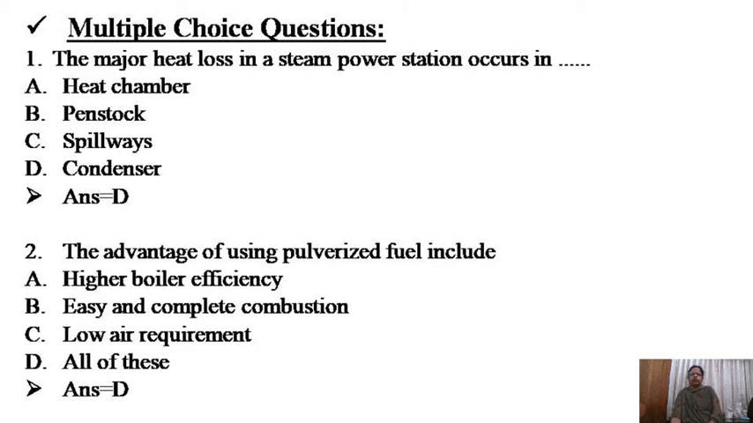In this session, there are some multiple choice questions. First one is, the major heat loss in a thermal power station occurs in. The first option is heat chamber. Second one is penstock. Third one is spillways. Fourth one is condenser. That is, the major heat loss in a thermal power station occurs in the condenser. That is, the answer is D.